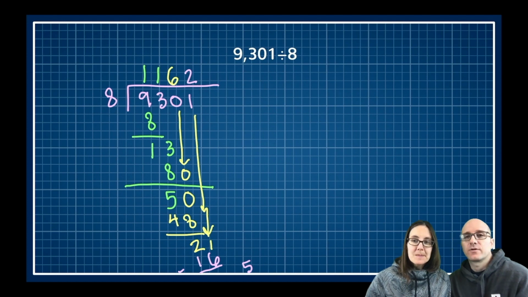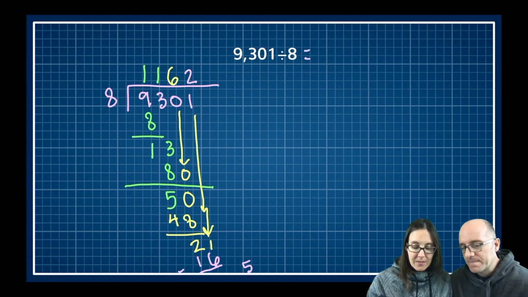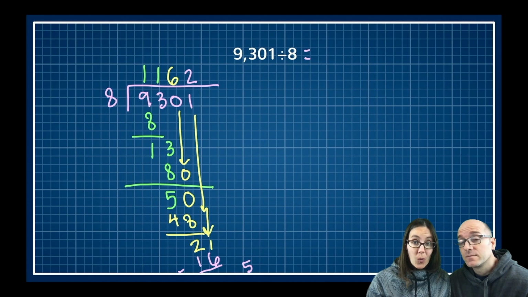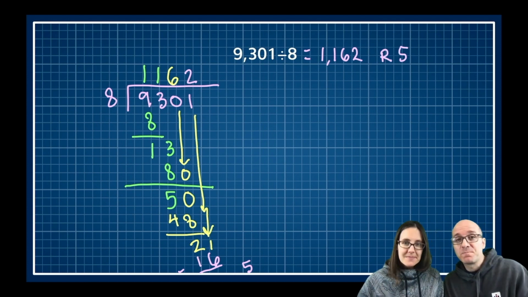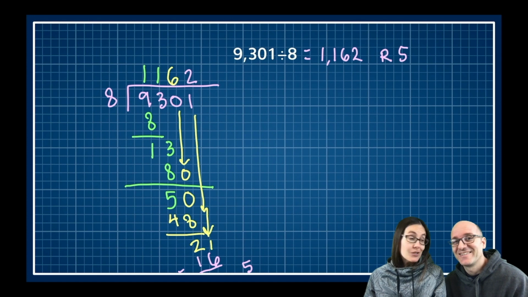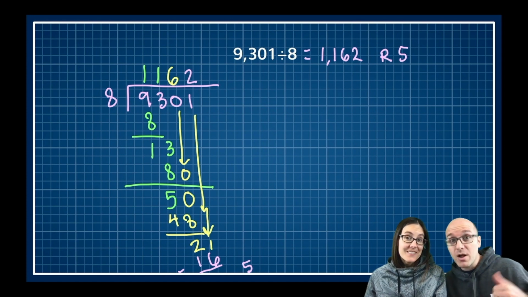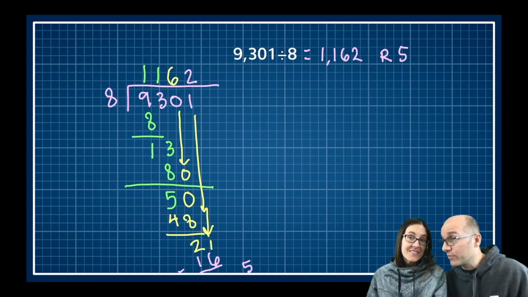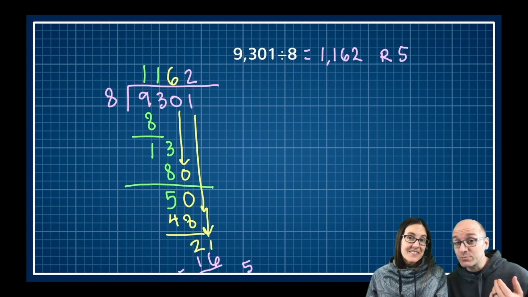Good. So your final answer is? This 9,301 divided by 8 is 1,162 with a remainder of 5. Nicely done, Science Mom. I can see why they call it long division. That's right, these are very long problems. That is the name of this algorithm that we're doing here. The only way to get good at these problems is to do lots of them.